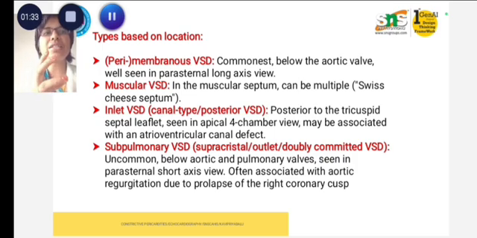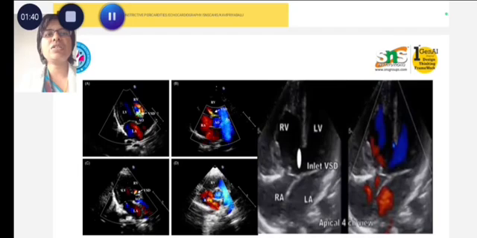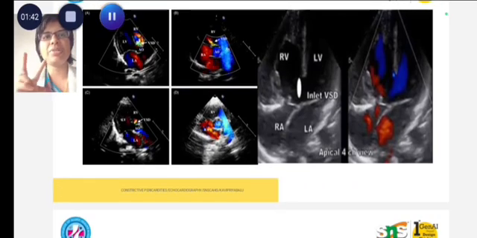Muscular VSD means it is between the interventricular septum. It is a mid-muscular or apical muscular VSD. So there are 4 types of VSD: mid-muscular VSD, apical VSD, and subpulmonary VSD.